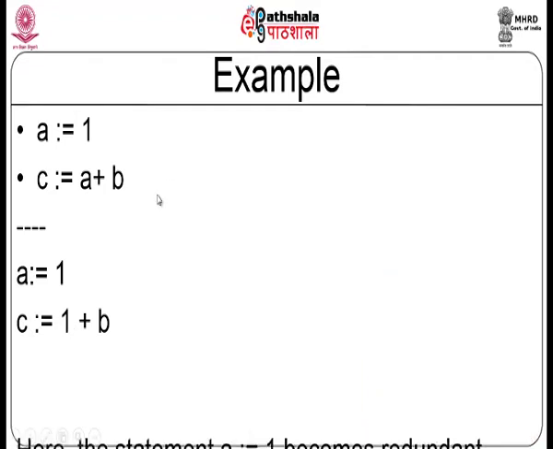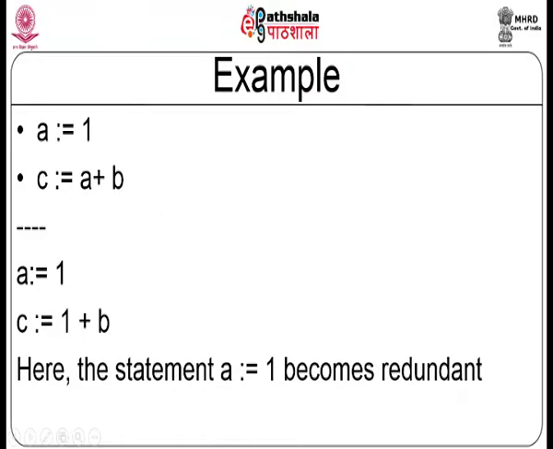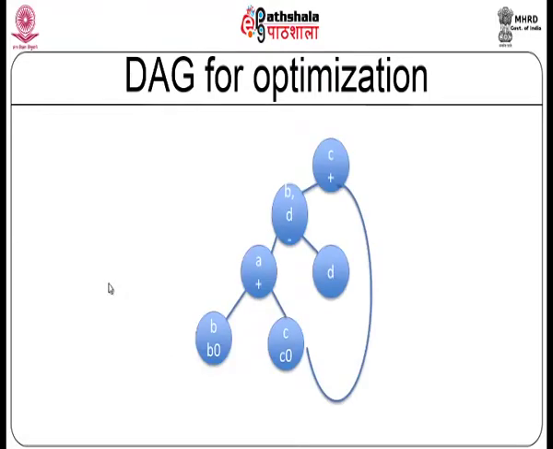So that is the conclusion here, where I say the statement A is equal to 1 becomes redundant and hence can be looked upon as dead code, which needs to be eliminated from generating code. Now, we can also use DAG for optimization, where the classic optimization possible with DAG is the common sub-expression elimination.